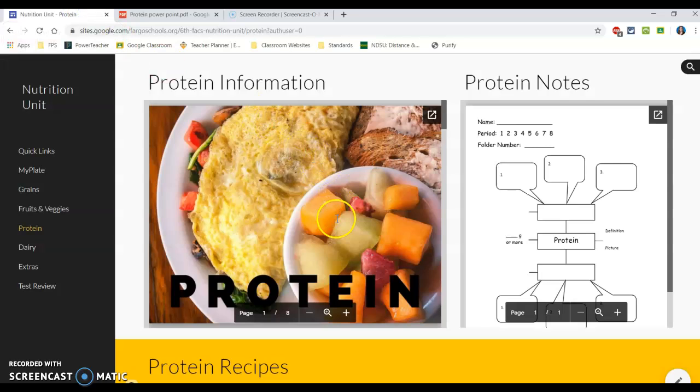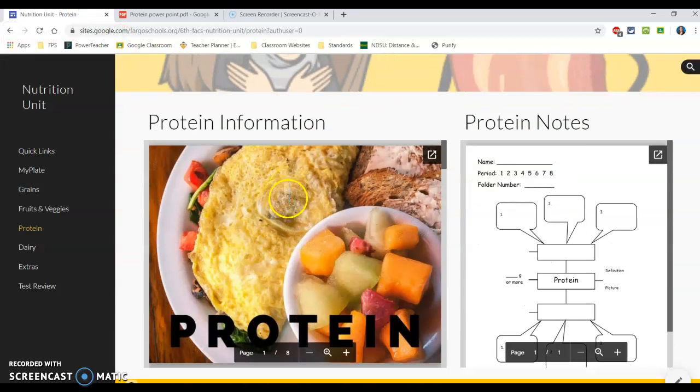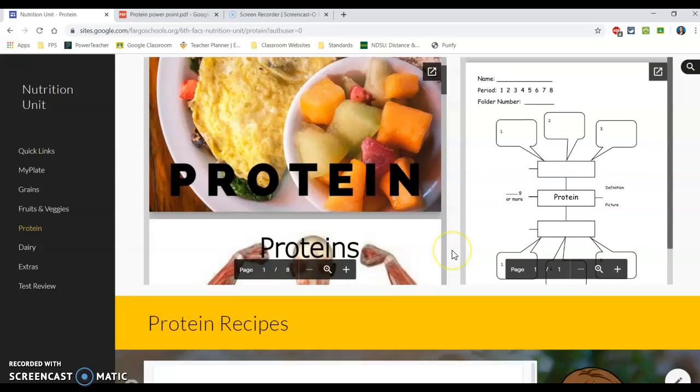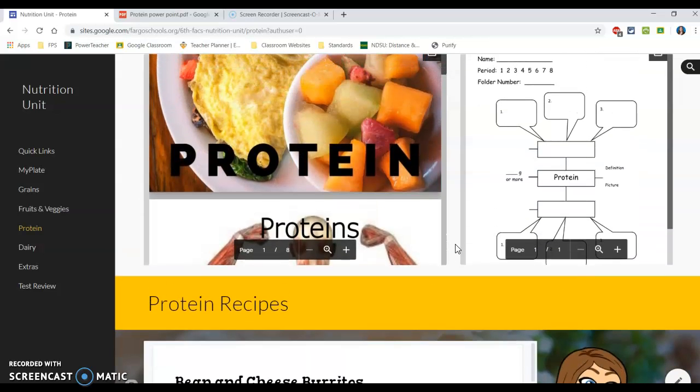Remember, if you need to reference back to anything, it's on the protein page of the website. There's the protein notes. Go ahead and check that out if you have any questions. I will see you all tomorrow.